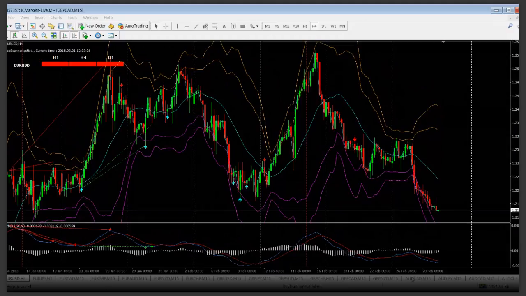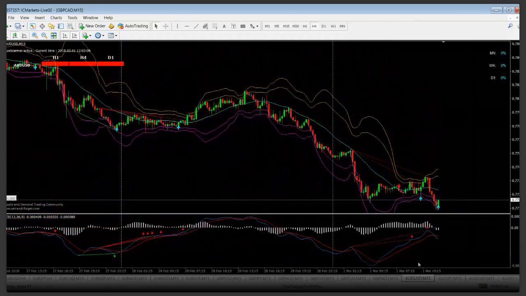Aussie USD buy signal. And we got out of that just in time, 10 minutes ago with 13 pips.